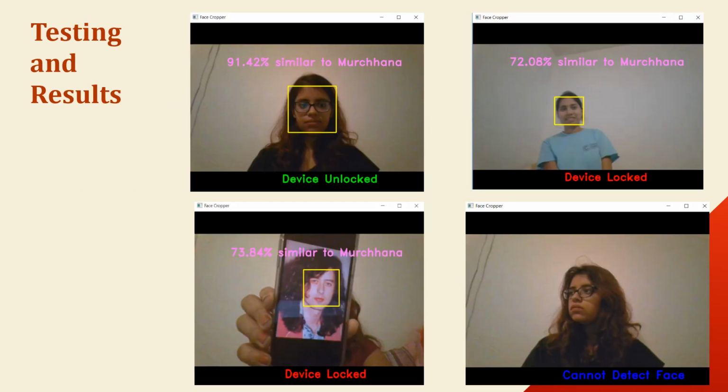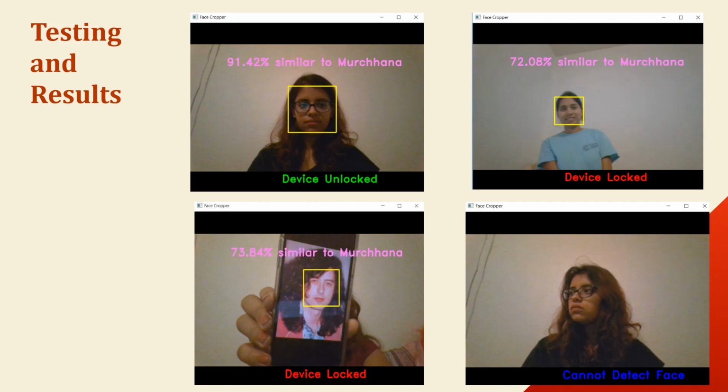So here are some of the test results that we have, and we'll go into the demo in a bit. As you can see on the upper left image, that's me. So the algorithm is able to identify me very accurately with an accuracy of 91.42%. The highest I've achieved yet is around 94%, and it unlocks the device when I'm the user. If you look at the bottom left and the top right images, you're going to see that these are two different users which the algorithm does not recognize. So it says that it's not quite similar to what the user looks like, and it keeps the device locked.